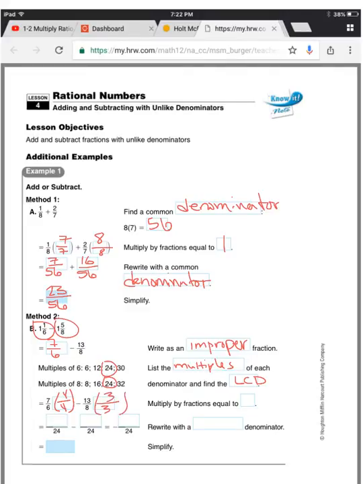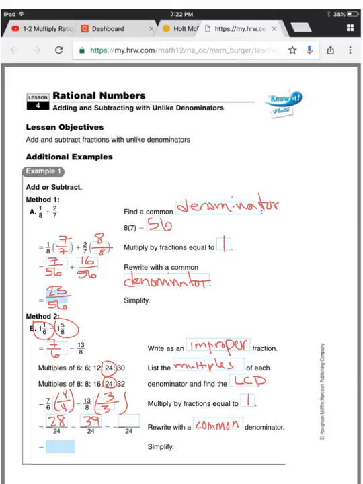And remember, each one of those is equal to 1 because they have the same number in the top and the bottom. Then we're going to rewrite with a common denominator. So 7 times 4 is 28. 13 times 3 is 39.